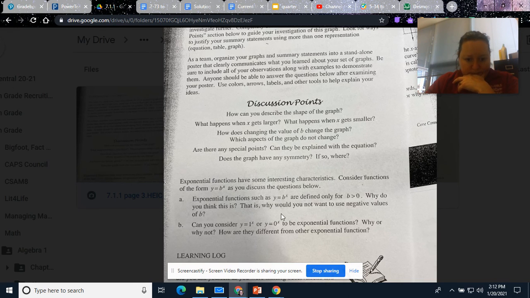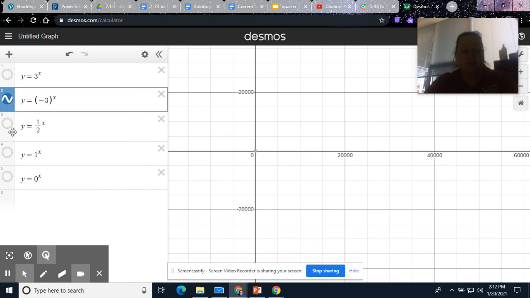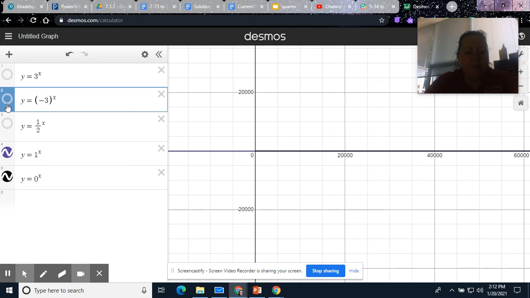And then also, can you consider y equals 1 to the x, or even 0 to the x, as an exponential function? Why or why not? And how are they different from the other exponential functions? So again, you decide, and then you'll write on a Peer Deck. Can you consider this one an exponential function? Or what about that one? Look at those two things and think about those, and you will answer the questions on the next couple Peer Deck slides. Thanks.